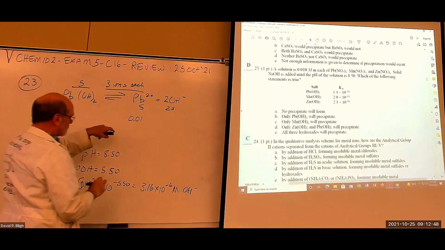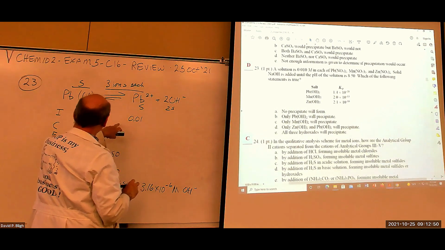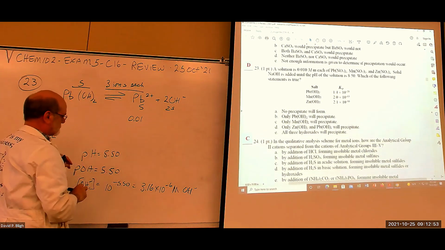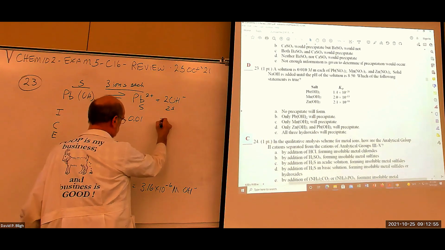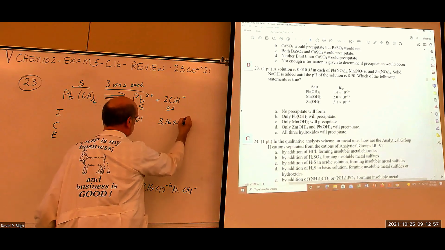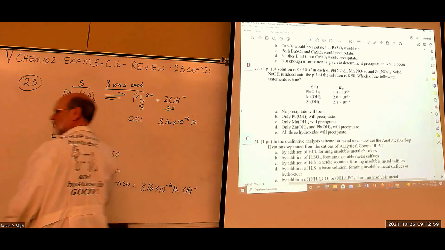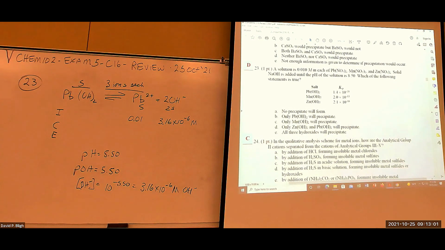Okay. Now we start off with 3.16 times 10 to the minus 6 molar. I'm making this more complicated than it needs to be. Just get that feeling.